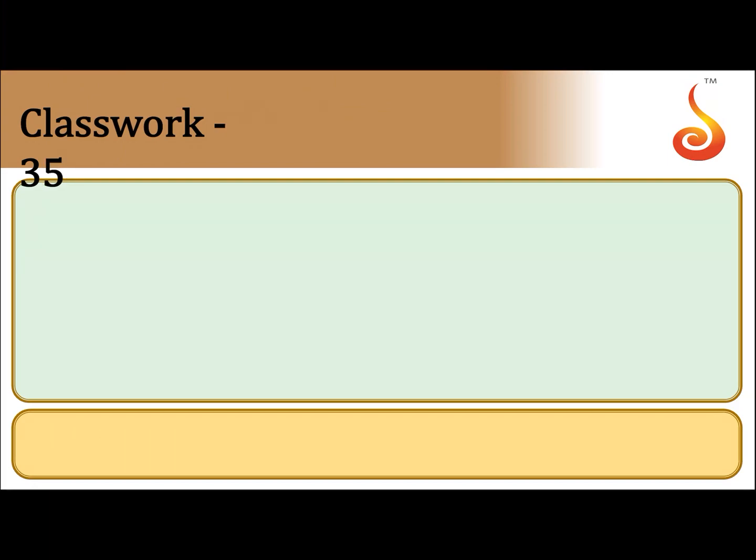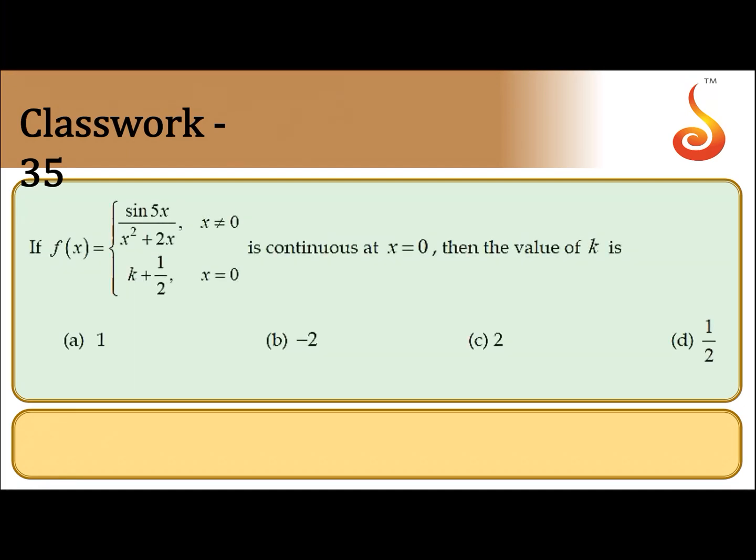Coming to the next one, 35. Sine 5x divided by x square plus 2x when x is not 0, and k plus half otherwise. He said the function is continuous, which means the value is equal to the limit of the function. That means the value is k plus half. That should be equal to the limit as x tends to 0 of sine 5x divided by x square plus 2x.